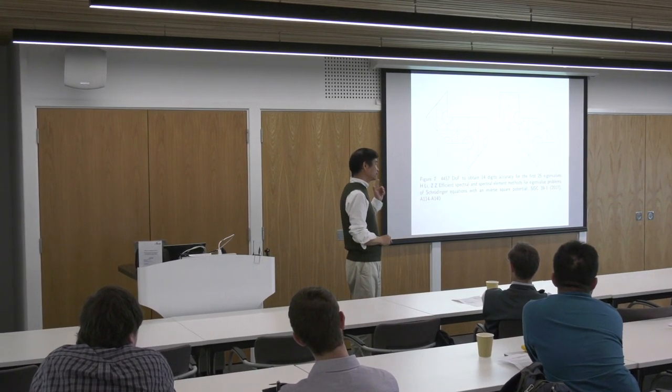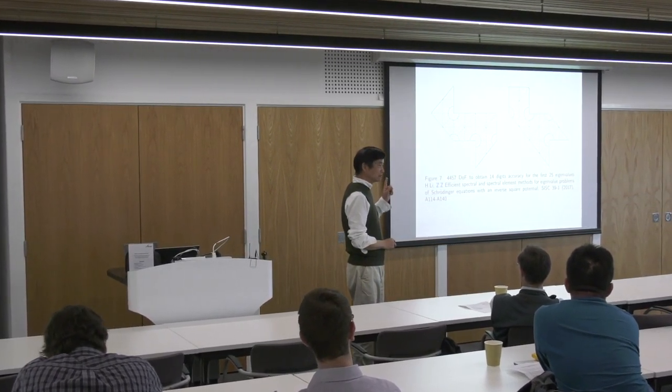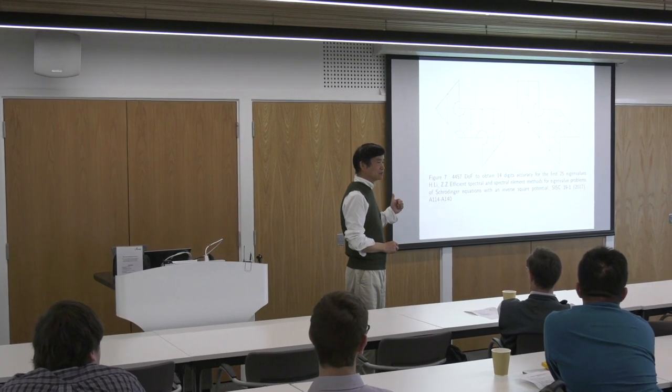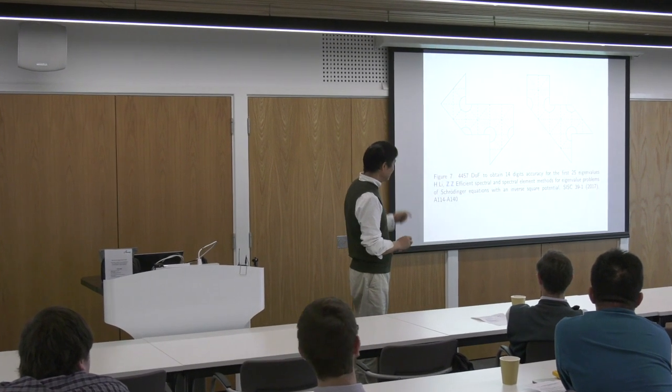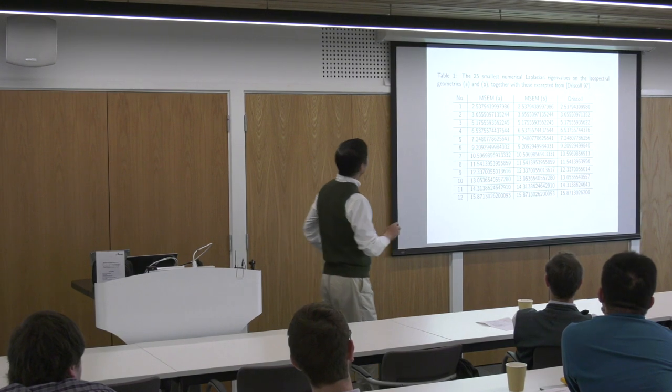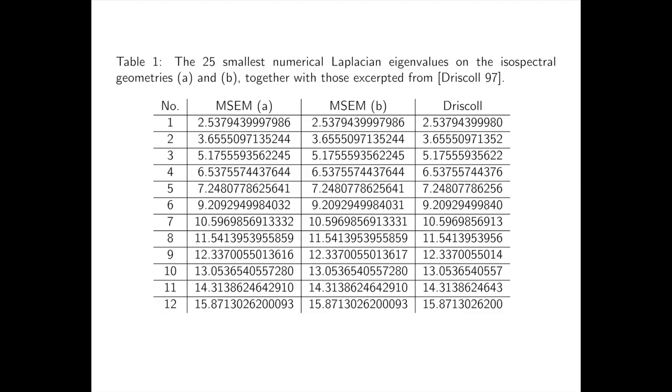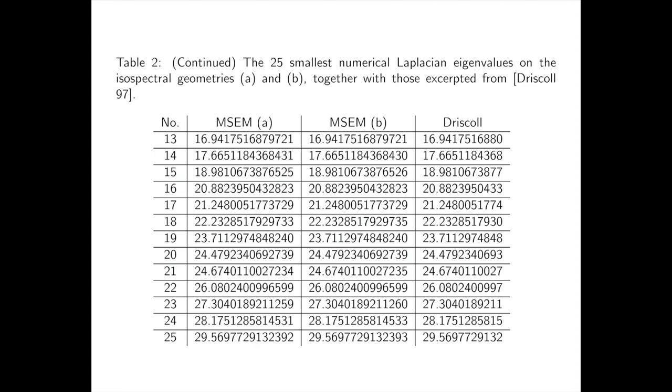So this one, I think, is a better strategy than hp. And I will show you. So of course this is numerical data. You can count. We have two different spectral methods compared with the result from 1997. We have a better result here, 14 digits for all 25.